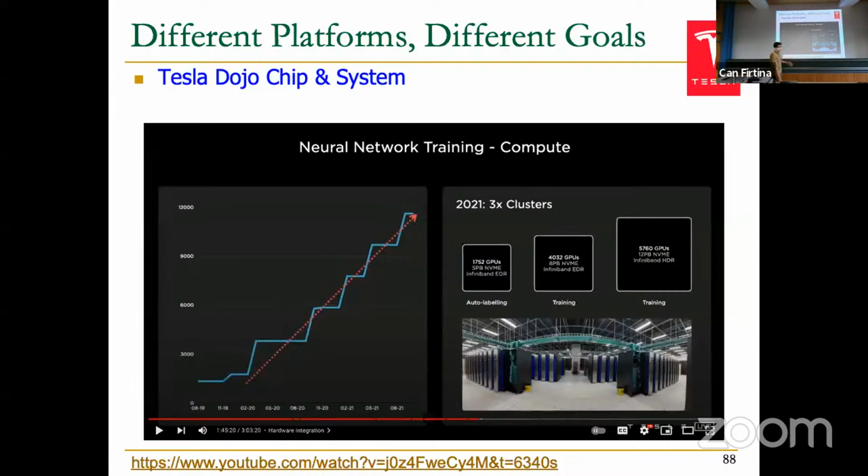And all these developments and all this speed in creating new accelerators and new systems, it's also because the requirements of the workloads increase.